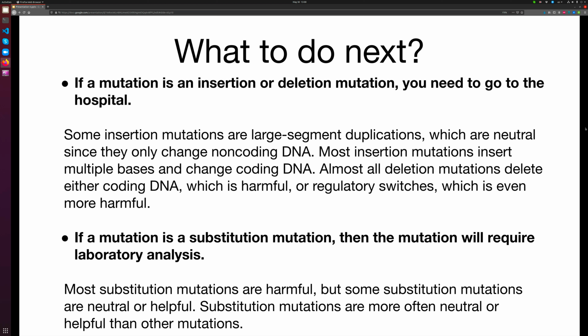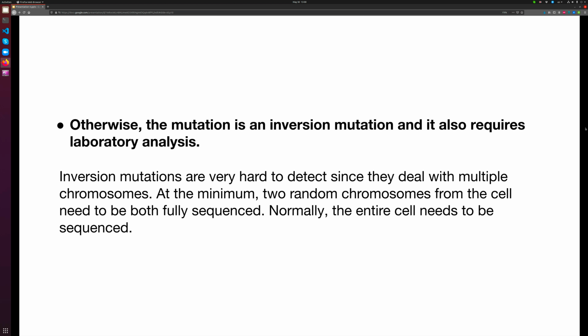If a mutation is a substitution mutation, then the mutation will require laboratory analysis. Most substitution mutations are harmful, but some substitution mutations are neutral or helpful. Substitution mutations are more often neutral or helpful than other mutations. But otherwise, the mutation is an inversion mutation, and it also requires laboratory analysis.